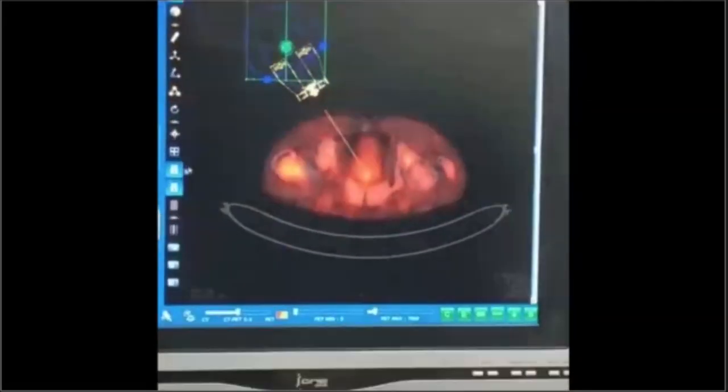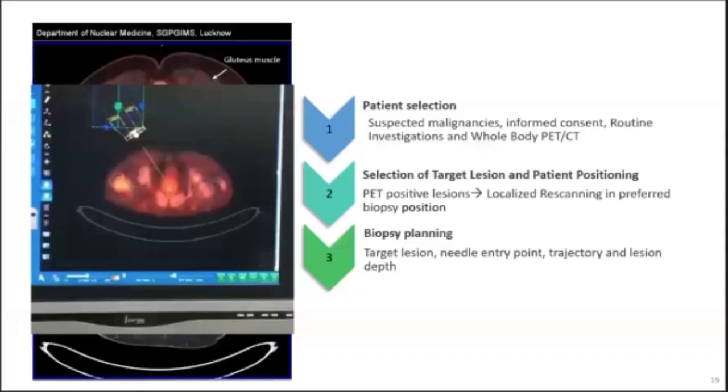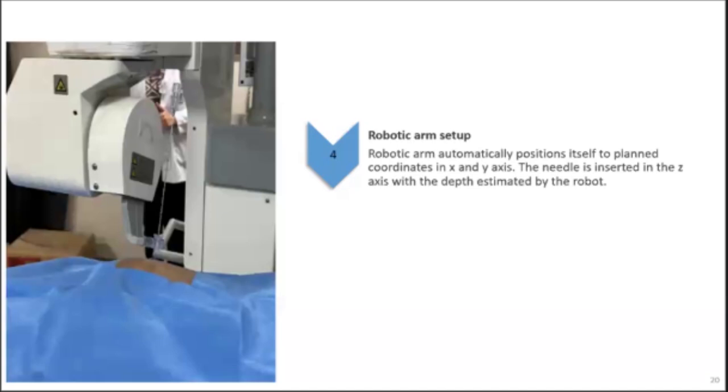Then the needle length is fed into the system. The trajectory and angle are carefully confirmed on the image to ensure no critical structures are intersecting the needle. After the planning is done and all inputs and plans are finalized, the robot automatically determines the X and Y coordinates and the arm aligns itself to the defined trajectory for the needle insertion.